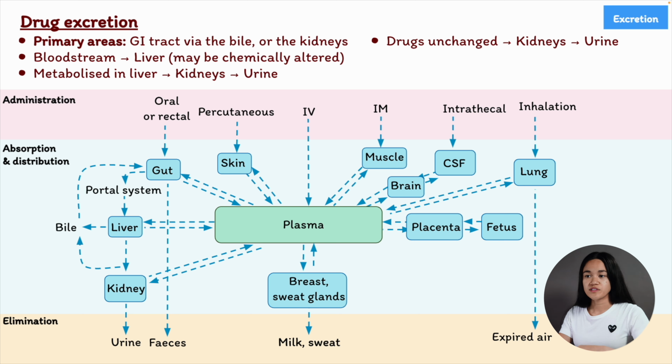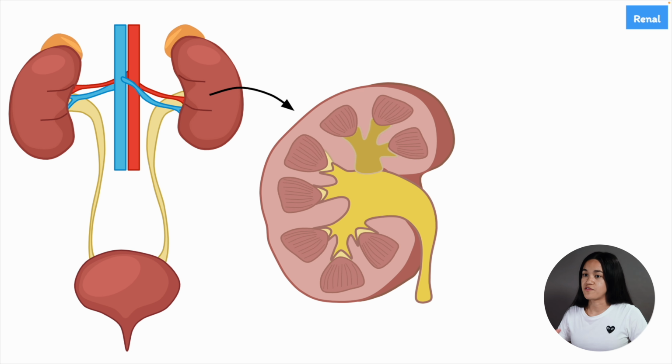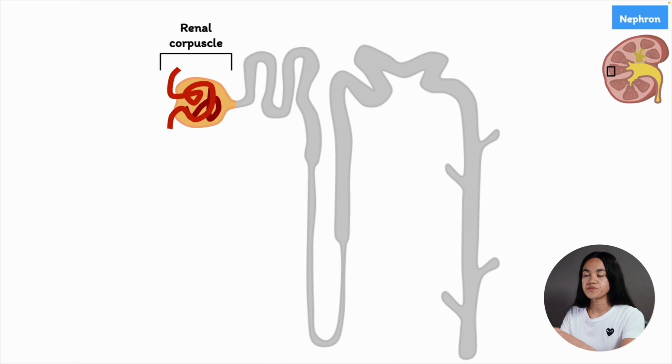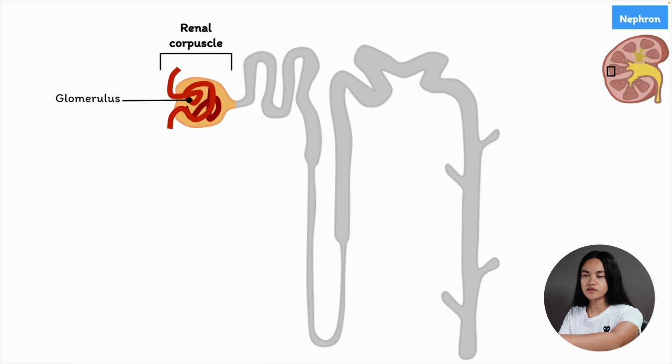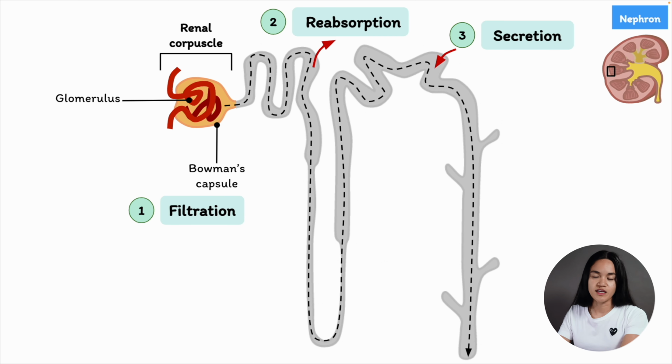Before we break down these processes, let's first do a quick revision of the anatomy of the kidneys. The kidneys are two bean-shaped organs that are composed of nephrons, which are the functional units responsible for urine formation. Each nephron consists of a renal corpuscle and a renal tubule. The renal corpuscle, which includes the glomerulus, this bowl of capillaries, and Bowman's capsule, is where filtration takes place, whereas the renal tubule is involved in reabsorption and secretion processes.